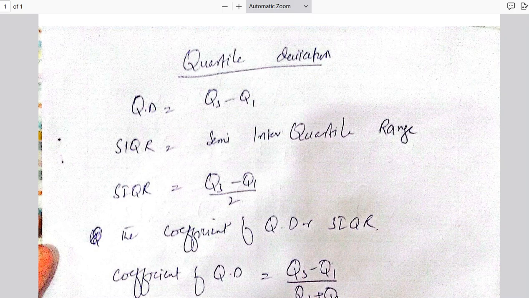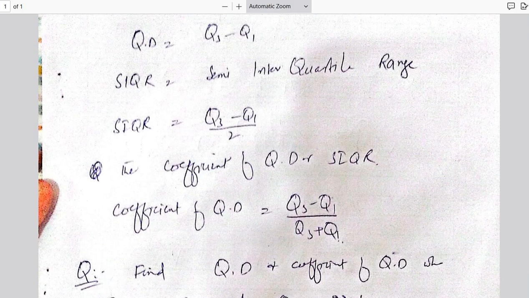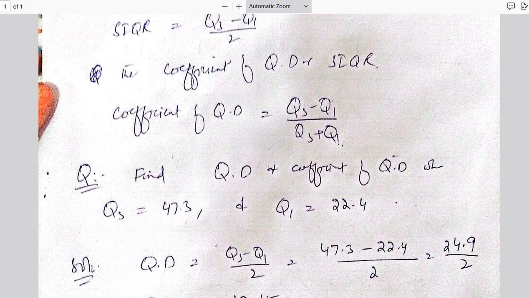There is another thing which is known as SIQR, meaning semi-interquartile range. That's almost the same thing, but the only difference is we have to divide it by 2. We have to take half of the difference. For both of these two, we have the same coefficient of deviation, which is Q3 minus Q1 divided by Q3 plus Q1. Okay, so this is one example.